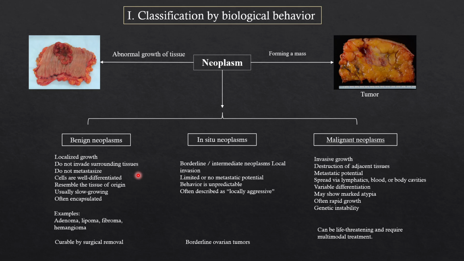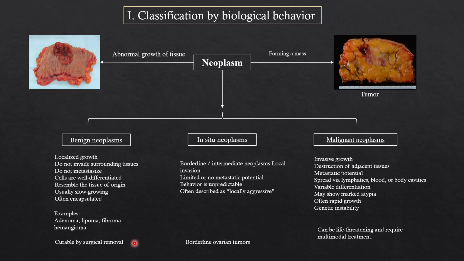The cells are well differentiated and resemble the tissue of origin. They're usually slow growing and often encapsulated. For example, the adenoma, lipoma, and fibroma are some of the benign neoplasms. This can be curable and can be curable by surgical removal.